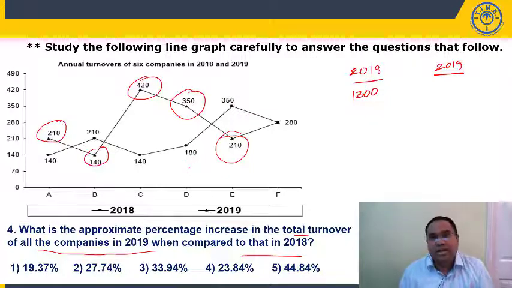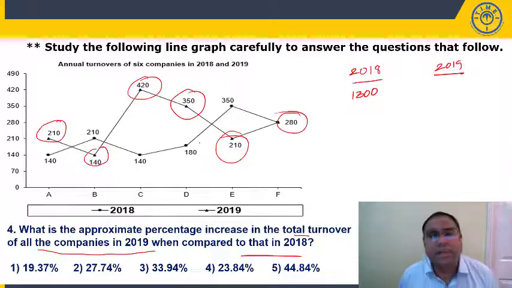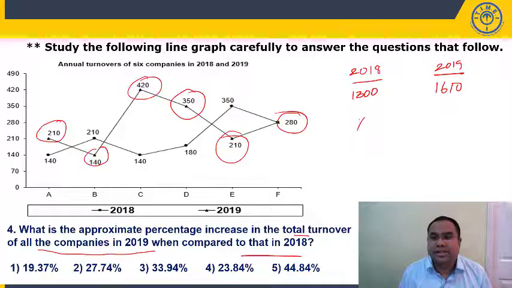You have to be on par with me, right? So how much did we get here? 210 plus 140, 350 plus 420. How much? 770 plus 350. 1120 plus 210. 1330 plus 280. How much? 1610.